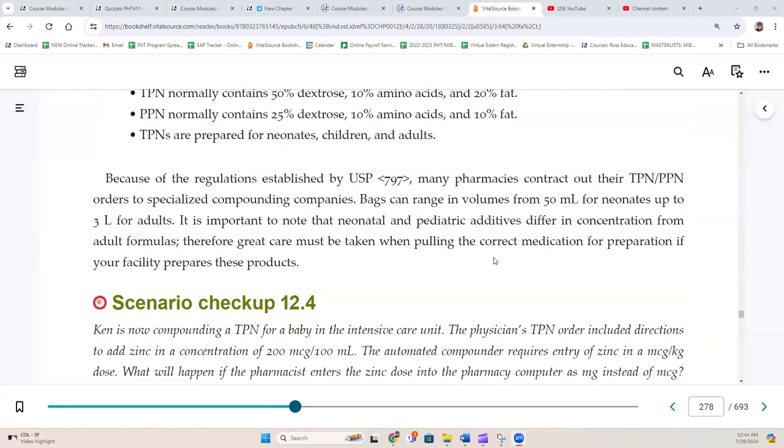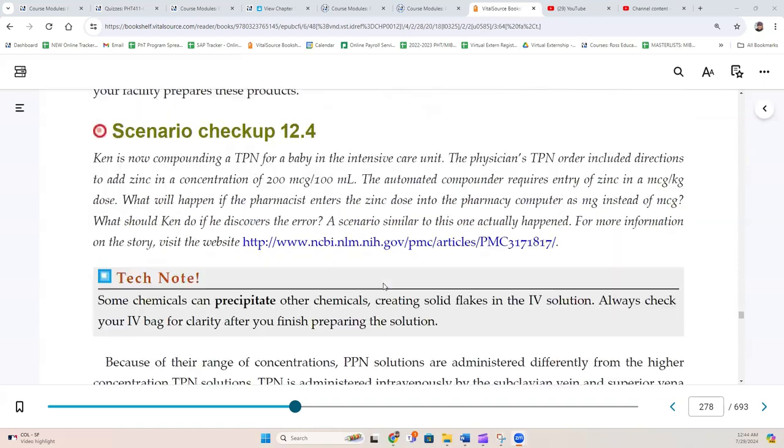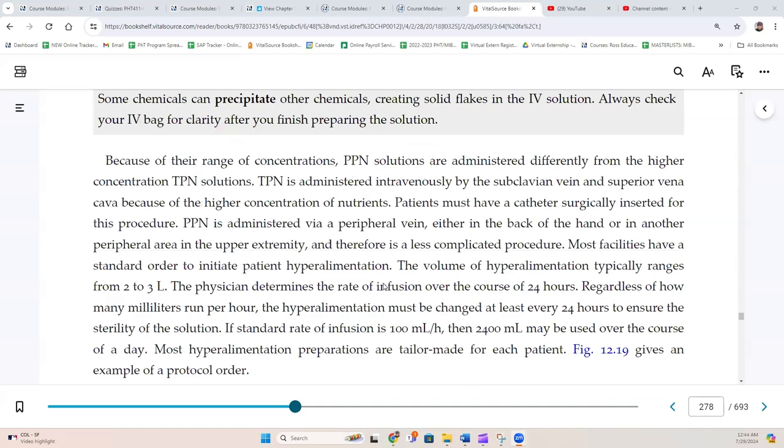Bags can range in volumes from 50 ml for neonates up to 3 liters for adults. It is important to note that neonatal and pediatric additives differ in concentration from adult formulas. Therefore, great care must be taken when pulling the correct medication for preparation if your facility prepares these products.